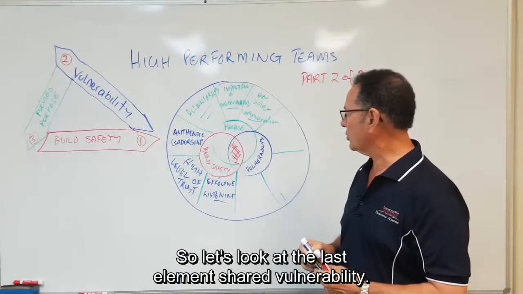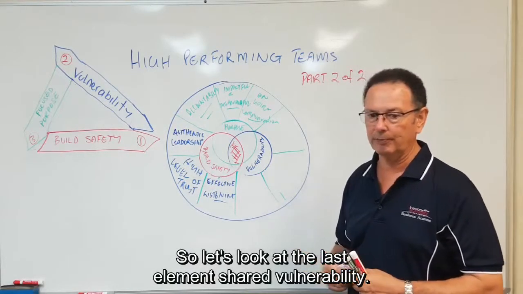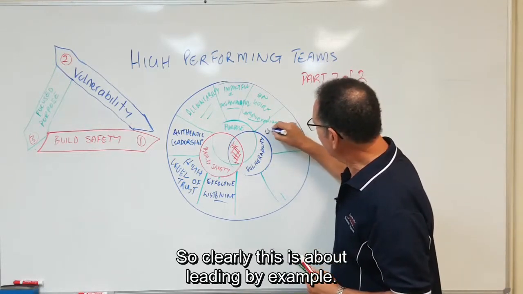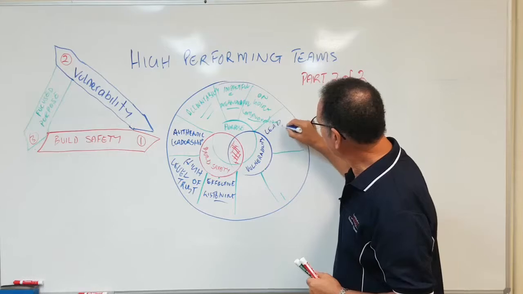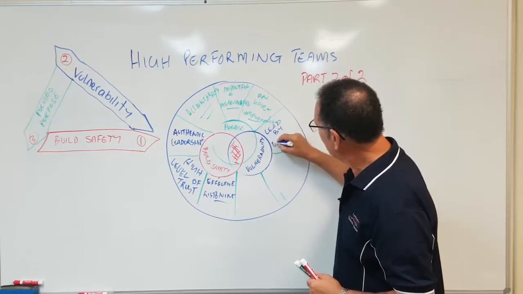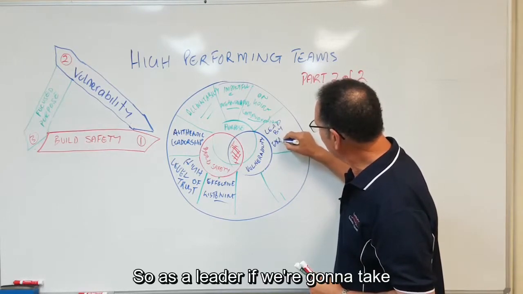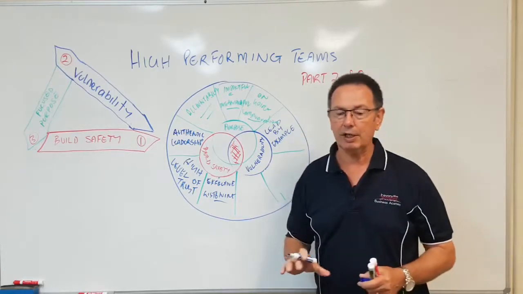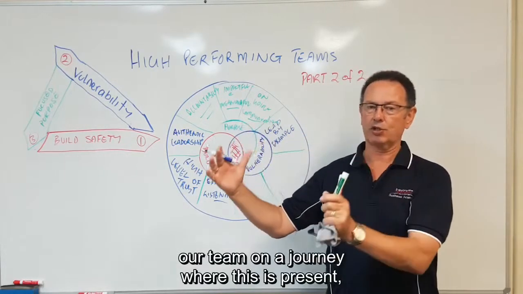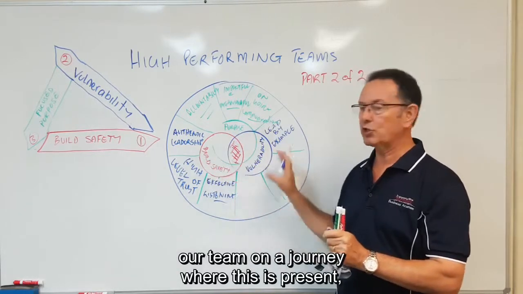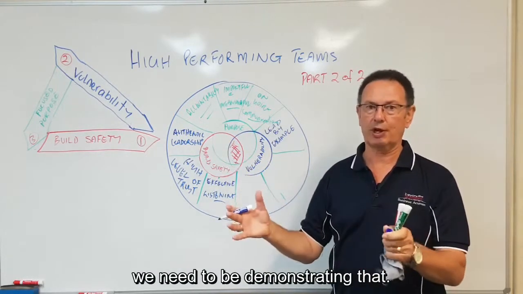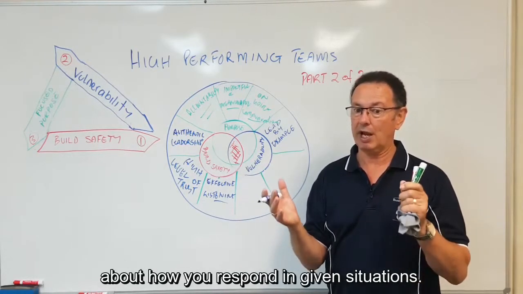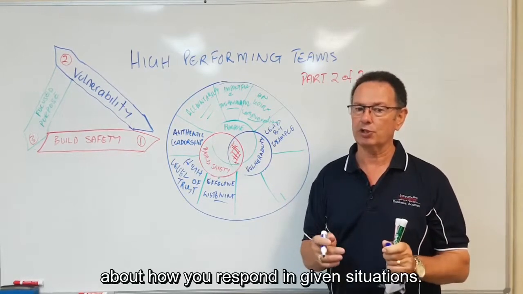So let's look at the last element, shared vulnerability. So clearly, this is about leading by example. As the leader, if we're going to take our team on a journey where this is present, we need to be demonstrating that. People look to you to get the lead about how you respond in given situations.